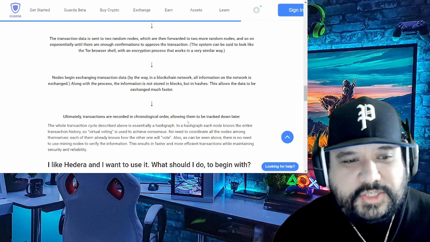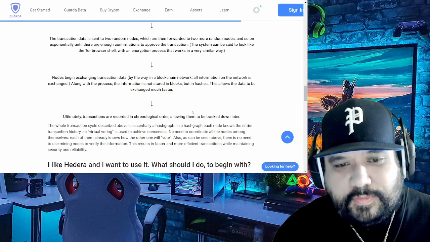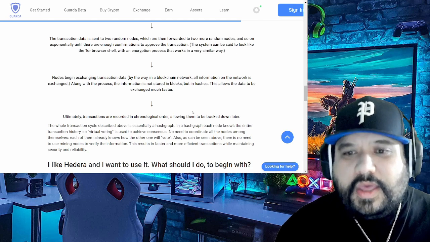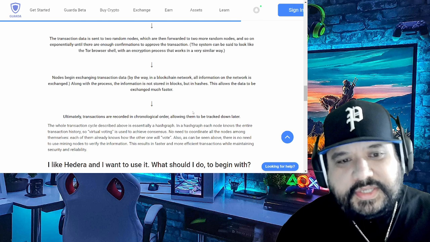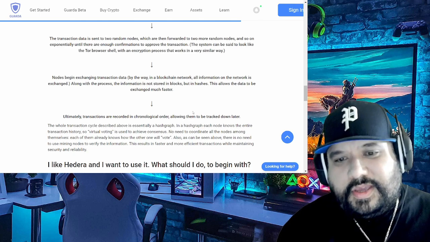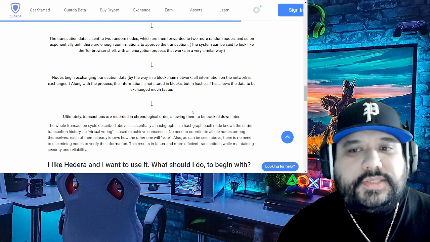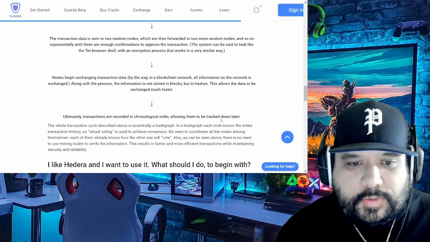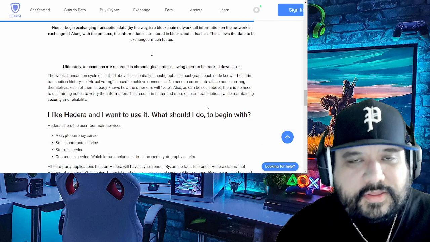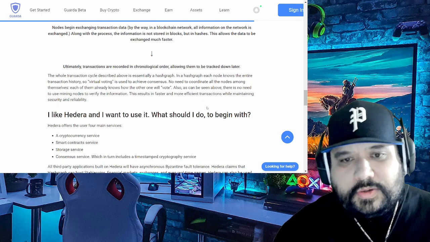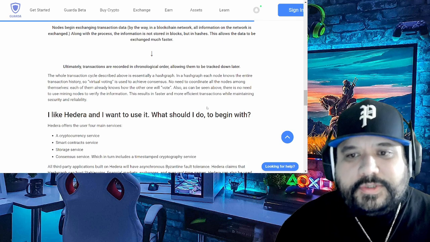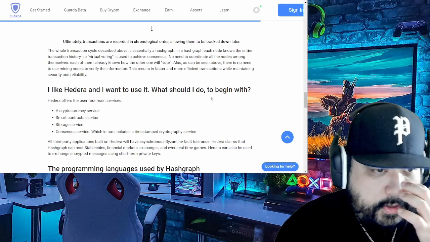Anyway, nodes begin exchanging transaction data. By the way, in a blockchain network, all information on the network is exchanged along with the process. The information is not stored in blocks, but in hashes. This allows the data to be exchanged much faster, and again, they've proven that. Ultimately, transactions are recorded in chronological order, allowing them to be tracked down later.